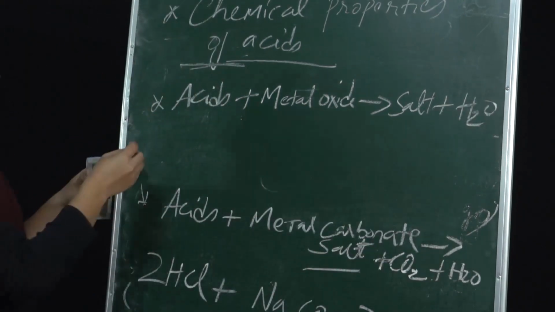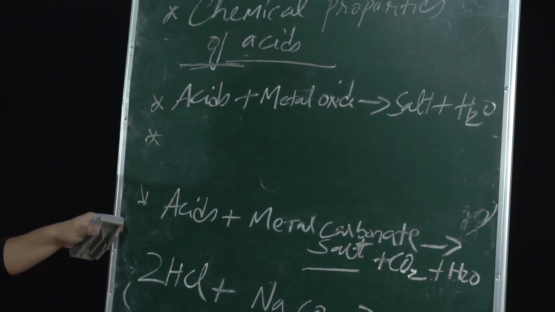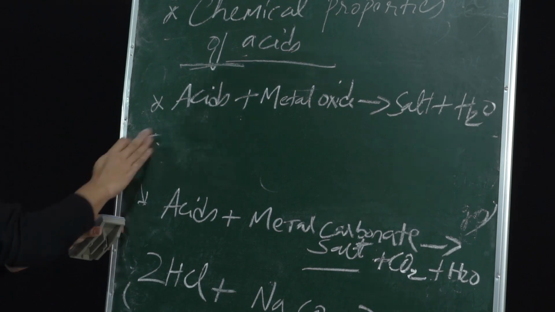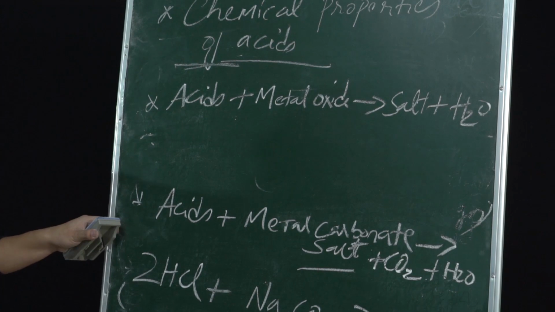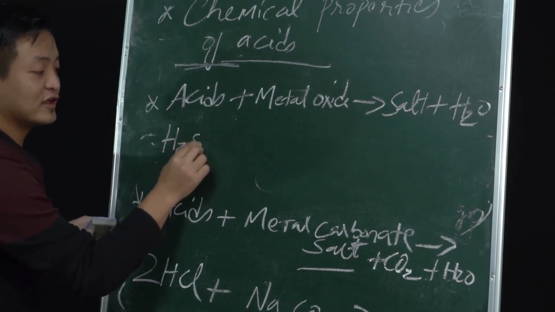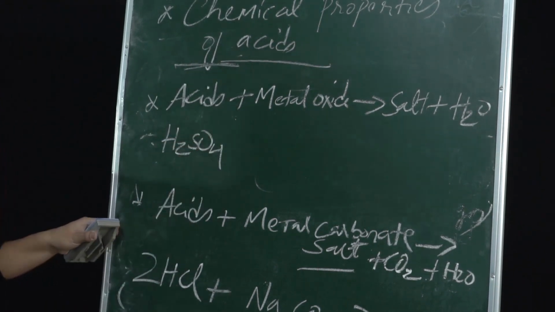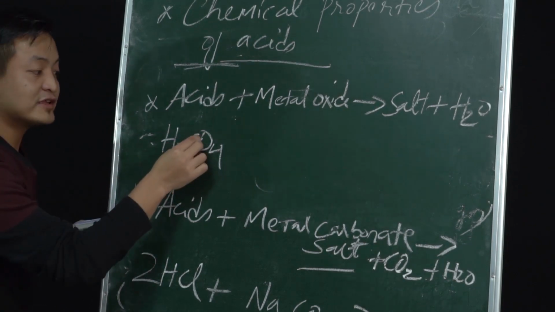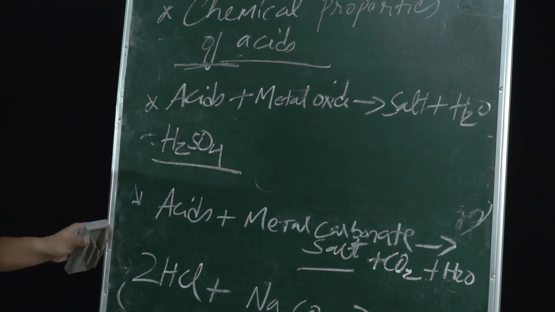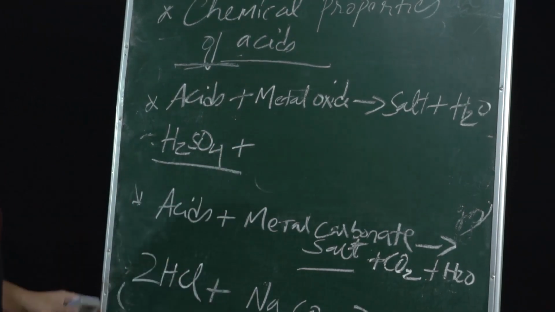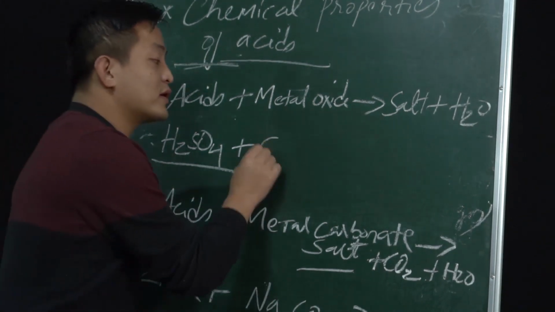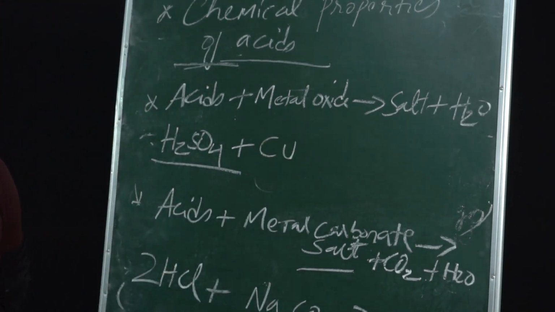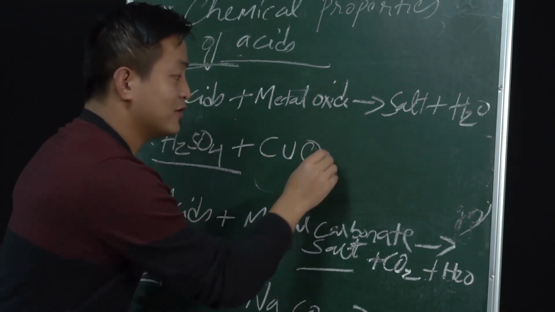Clear? So acids here, let's try to use different acids. Let's use what we often call the king of acids, that is H2SO4. And if you're wondering what H2SO4 is, you have to go and watch the previous video because I have already given the name for this H2SO4. Now, metal oxide. Let's use another metal instead of sodium here. Let's use copper. And oxide means just a single oxygen. So we have O. Clear?